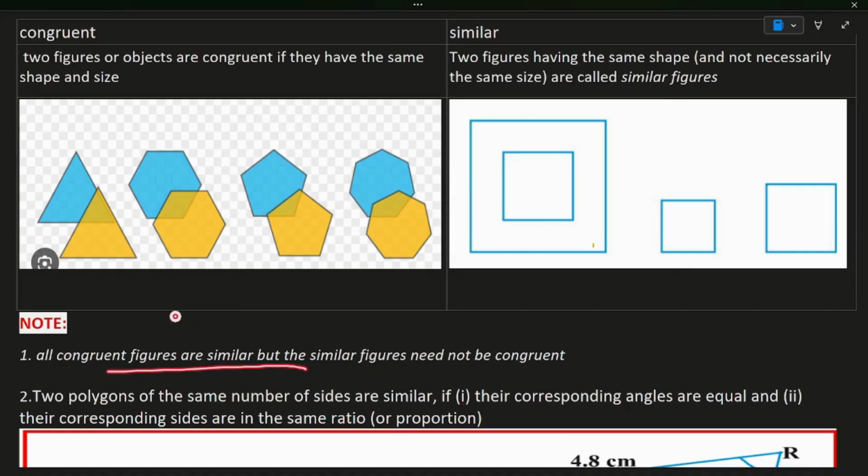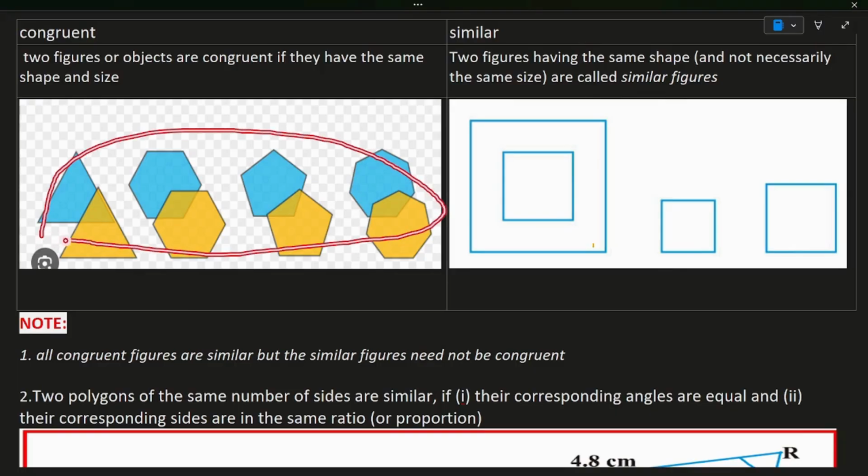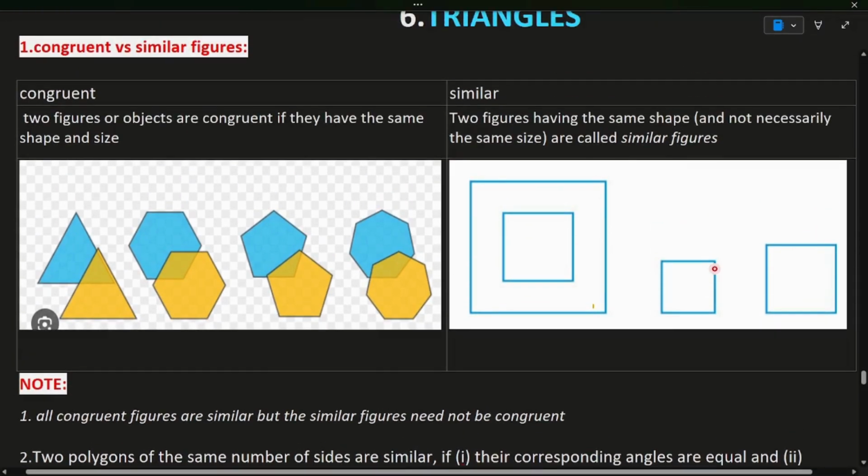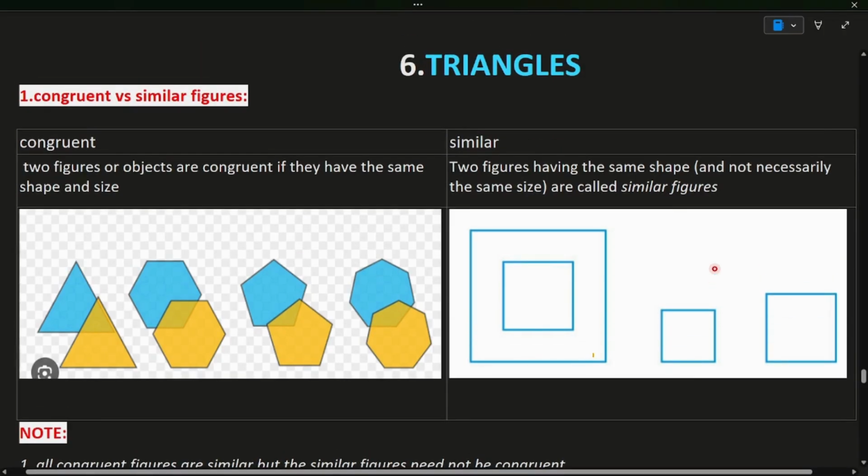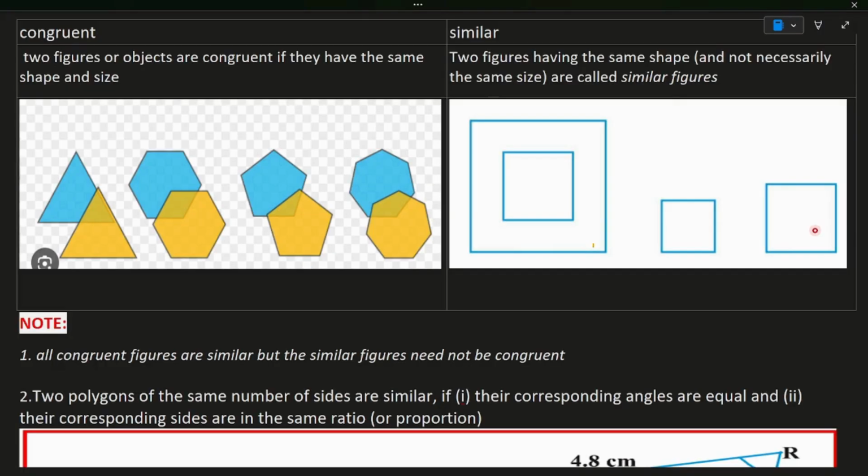All congruent figures are similar in nature, but not all similar figures are congruent. For example, consider these: all are congruent figures, and also all are similar figures. These squares are all similar, but they are not congruent to each other. Why? Because if we place a small rectangle on the large rectangle, they are not perfectly aligned with each other. So they are not congruent figures. So we can conclude here that all congruent figures are similar in nature, but all similar figures are not congruent.